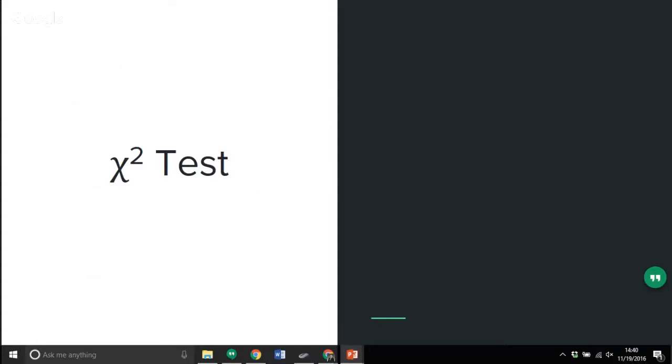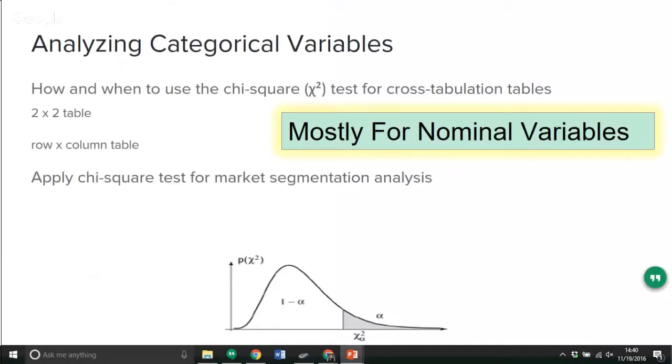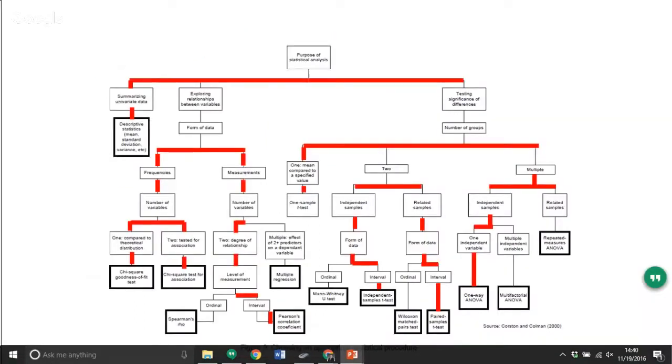All right, so let's talk a little bit about the chi-square test, which we had talked about in class, but we're going to continue and just refresh here. Okay. When we use chi-square tests, we're typically analyzing categorical variables. And if you go back for a second to the tree, and we say that the purpose of the statistical analysis is to explore the relationship between variables, we are looking at frequency data. We are looking at one variable, or a contingency table where we're comparing to a theoretical distribution.